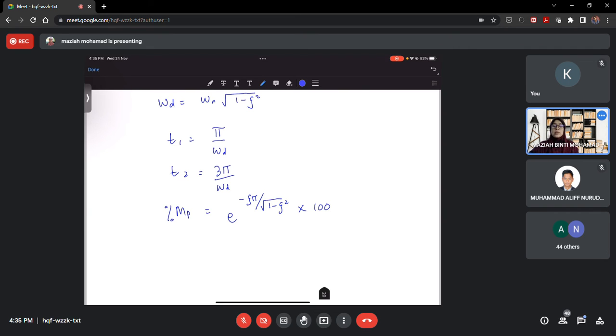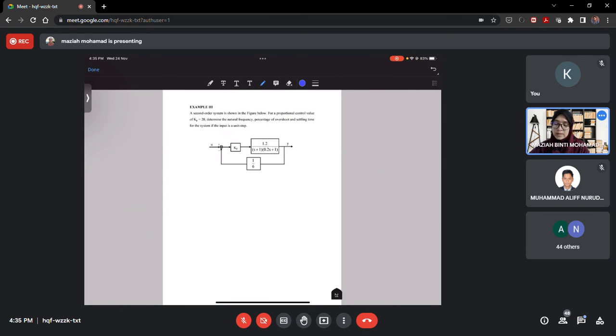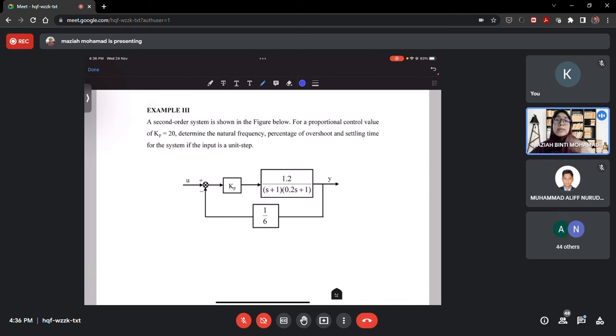All right, so we can see that all the parameters require the values of zeta and omega n. Since we already have the values, we can just put them into the equation and calculate. I will let you calculate that because it's just direct calculation. All right, example 3.